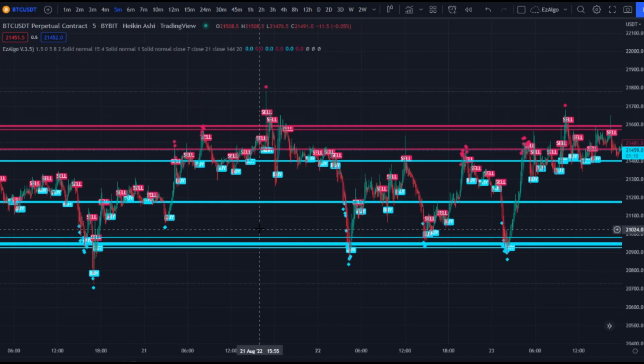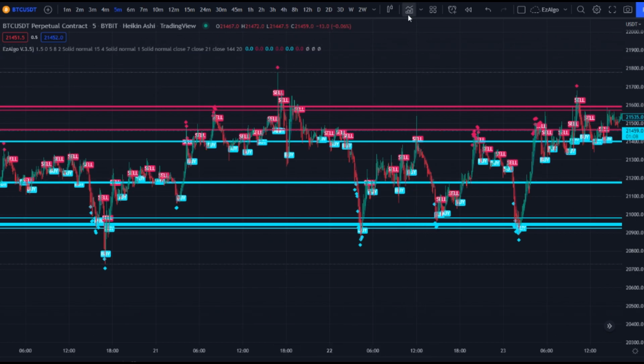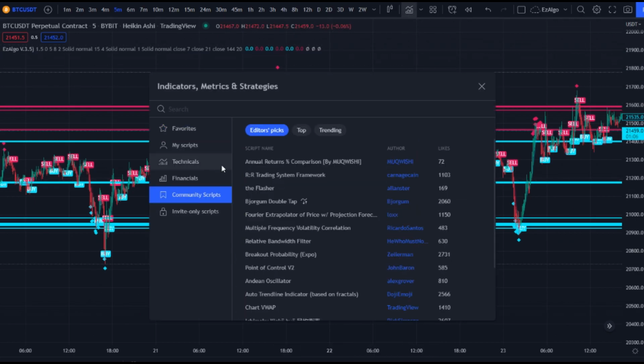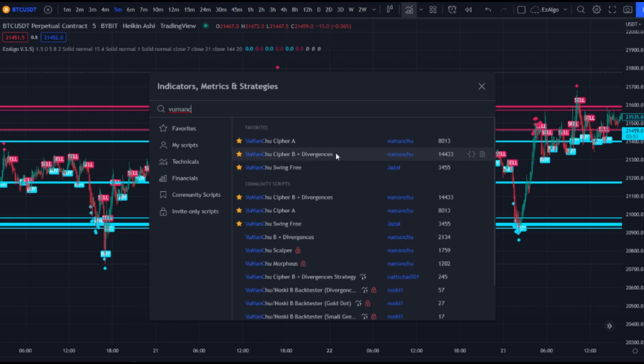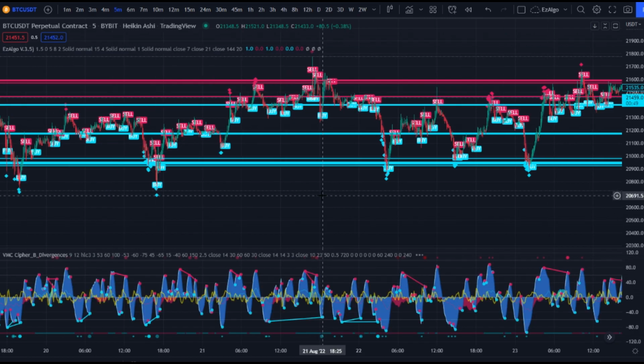Now, another indicator we're going to be using along with this strategy is Fu Manchu Cipher B. This is a free indicator, an absolutely free indicator. You're going to go to Community Scripts and type in Fu Manchu Cipher B. So it's this one right here, Fu Manchu Cipher B and divergences. Like I said, free indicator. It's very similar to Market Cipher, which is a paid indicator, but there is a free version of it on TradingView that is just as good.